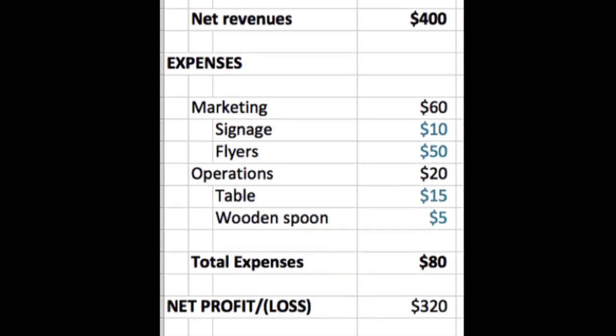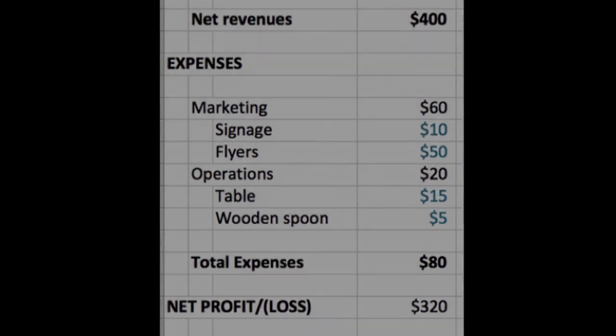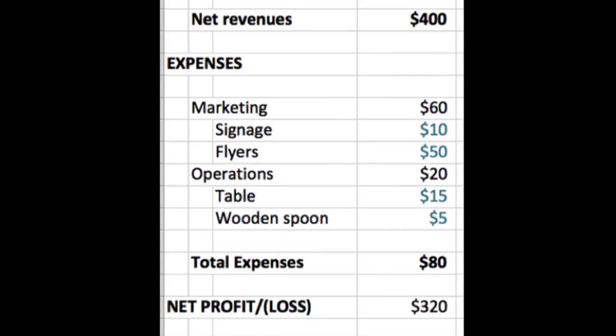And then in terms of operation costs, let's assume we can find one cheap table for $15 and one spoon. And we'll skip the parts about what else we need. We probably need an ice machine. We probably need a pitcher or something to mix it in, but we'll just skip all that. It's a model company. We're gonna just talk about the spoon. And the spoon costs $5. Right, so the total expenses for that month are $80, which means our net profit or loss for the month is $320. 400 minus 80 is 320.